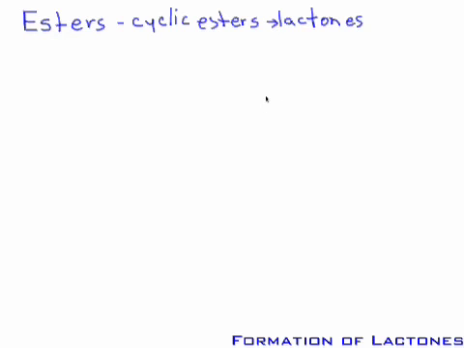Lactones. Now, a molecule that possesses a carboxylic acid functional group at one end and a hydroxyl group that's 4 or 5 carbons away can undergo intramolecular esterification very easily. For example, if I have HO, CH2, and then 2 CH2s, and then a C double bond OOH. 4-hydroxybutanoic acid.